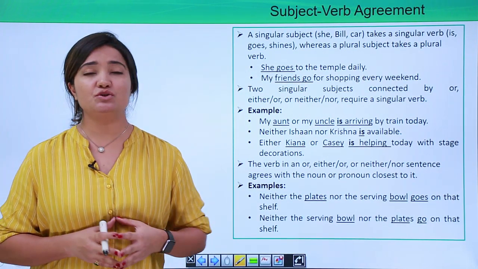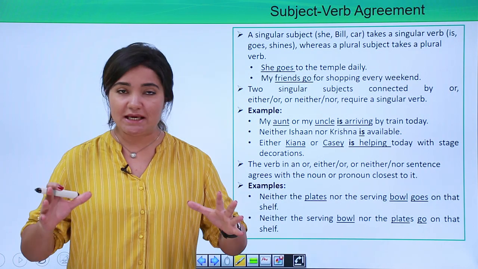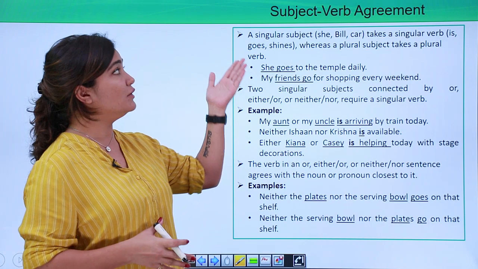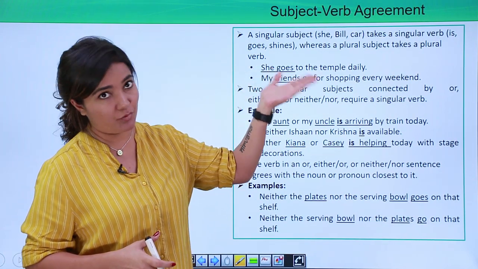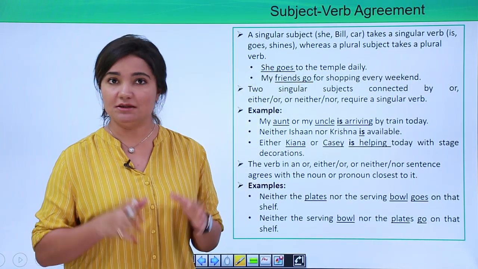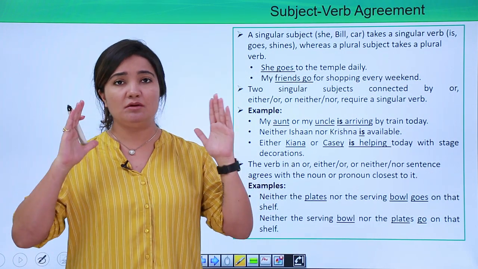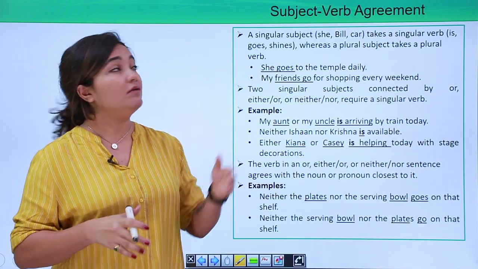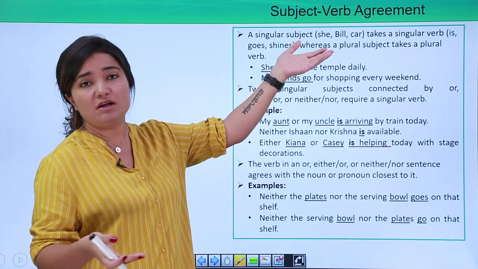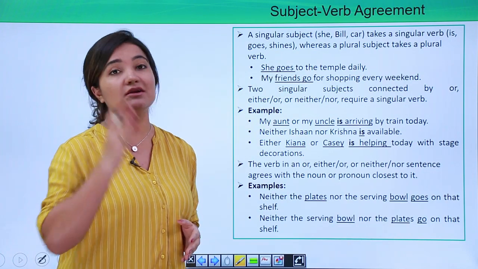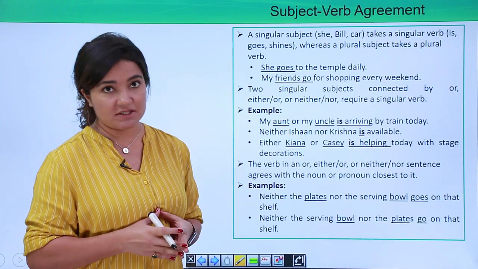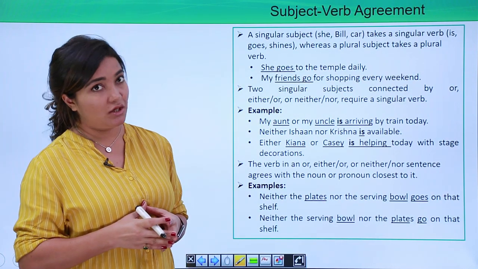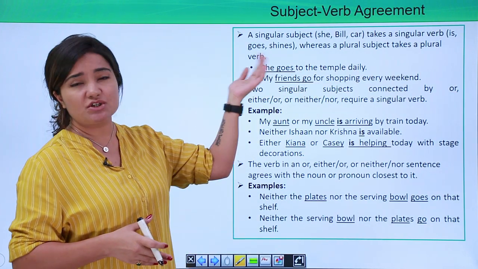Okay, so the first rule, very general and very basic to kickstart this entire rule book, is that a singular subject always takes a singular verb, whereas a plural subject takes a plural verb. Very simple, very basic to start off. If you have a singular subject, for example, she, Bill, car, these are singular subjects, right? If you have a singular subject, you will always use a singular verb with that. Examples of singular verbs would be is, goes, shines, etc.